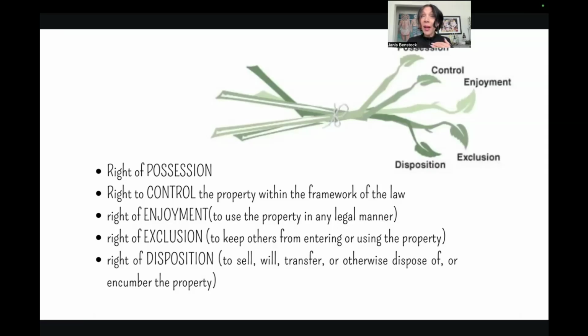Also, this means that you can encumber the property, meaning you can allow a lender to place a mortgage lien against your property in order to borrow money, in order to use this property as security for a debt. So disposition is a really big one. This allows you to do a whole bunch of things, including put a lien against the property. Without the right of disposition, you wouldn't be able to get a mortgage on your property.